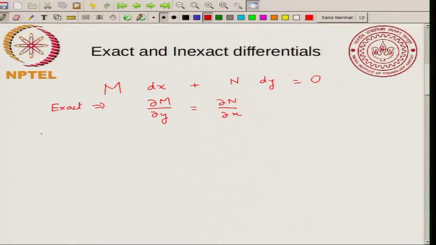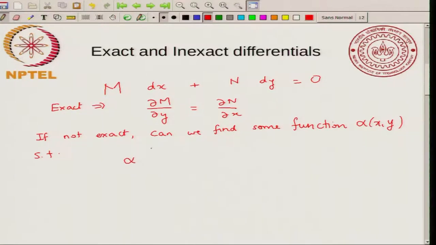If it is not exact, then can we find some function alpha of x, y such that alpha times M dx plus alpha times N dy equal to 0 is an exact differential? So what I mean is that the left hand side is an exact differential.